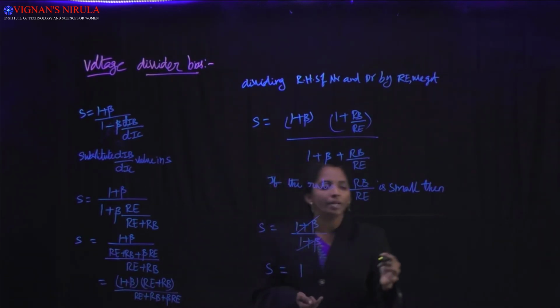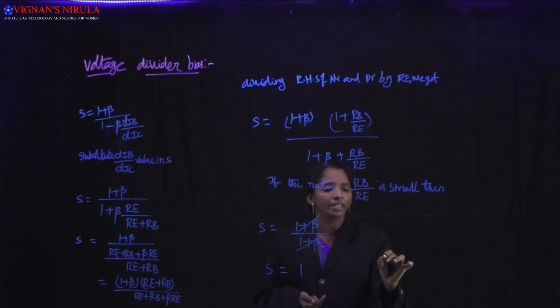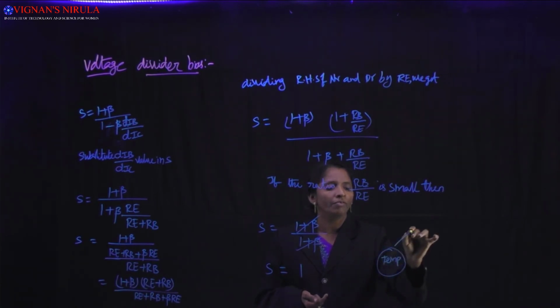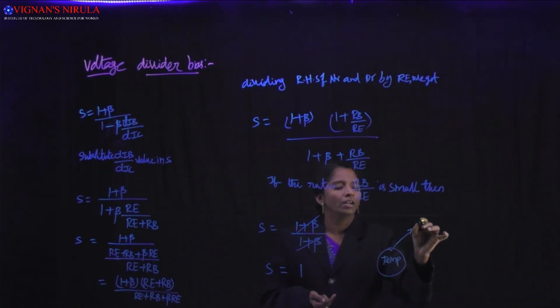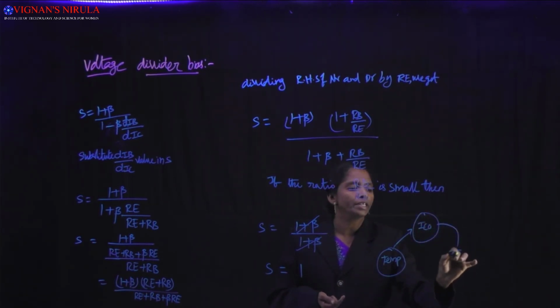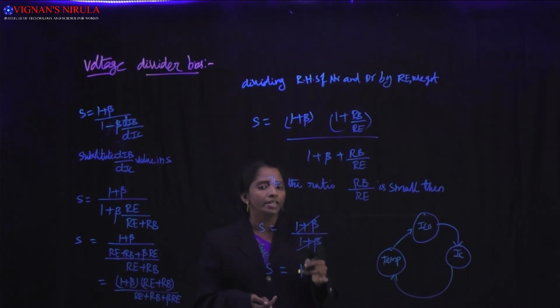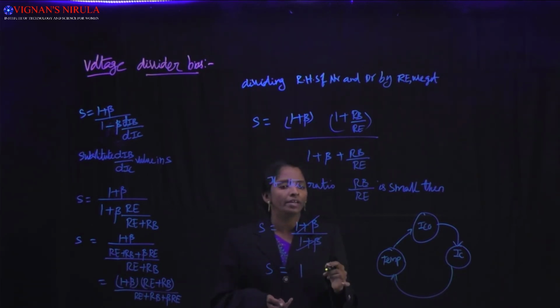We know the thermal runaway. According to thermal runaway, if temperature increases, ICO increases. If ICO increases, IC also increases. If IC increases, it increases the temperature at the collector base junction.